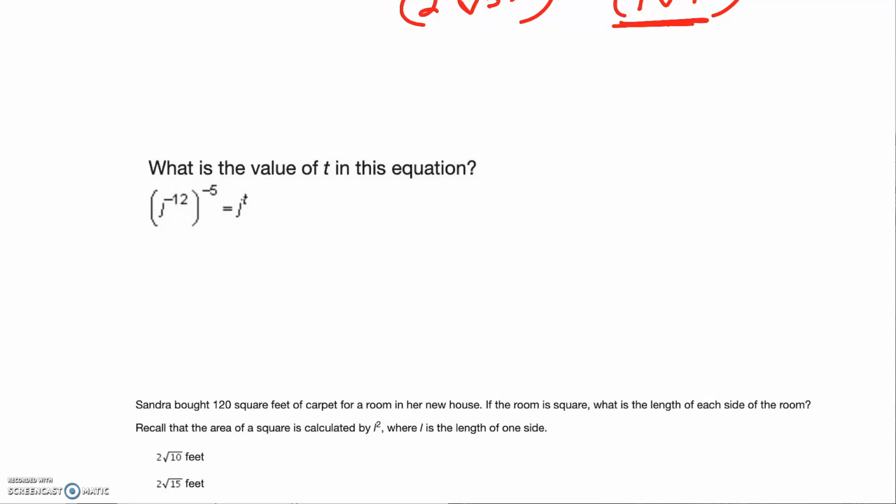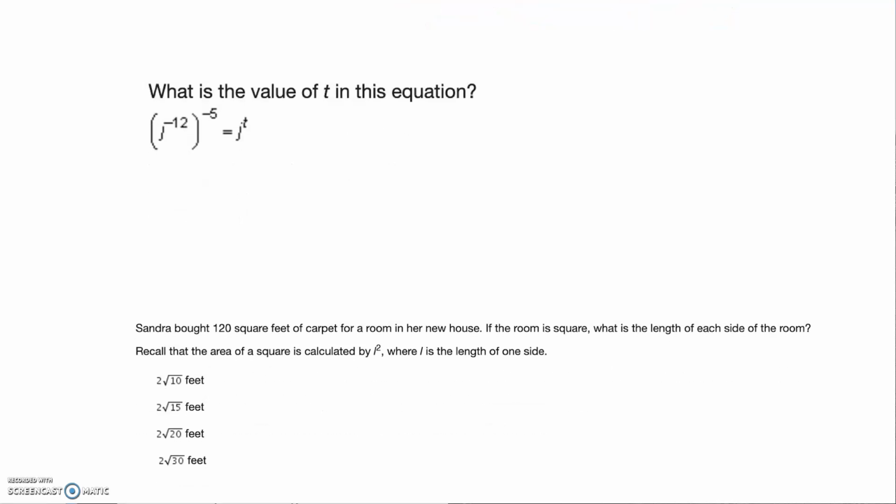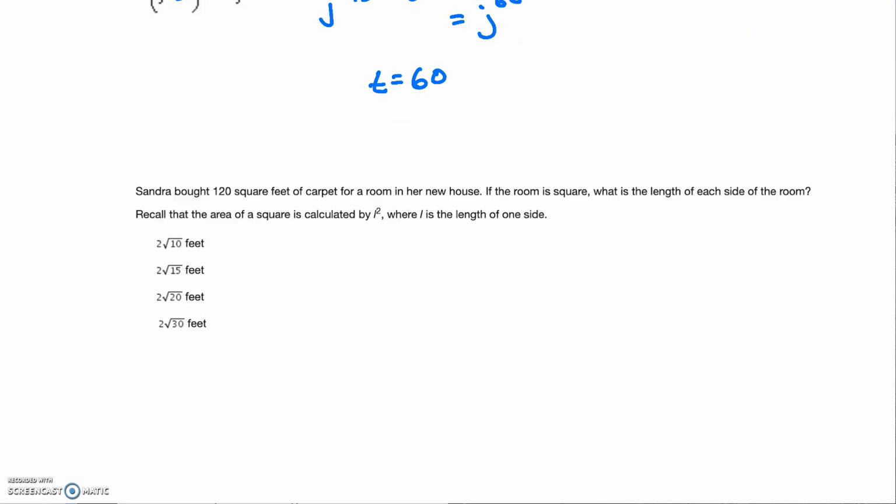The next problem is fairly simple. It's just a review of a power to a power. When we do a power to a power, we multiply. So that's j to the negative 12 times the negative 5. The only thing we need to worry about here are signs, negative signs. A negative times a negative is positive, so that would be j to the positive 60. So t, in this case, would be equal to 60.